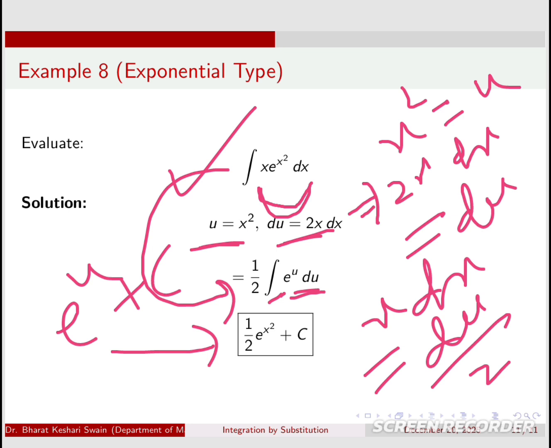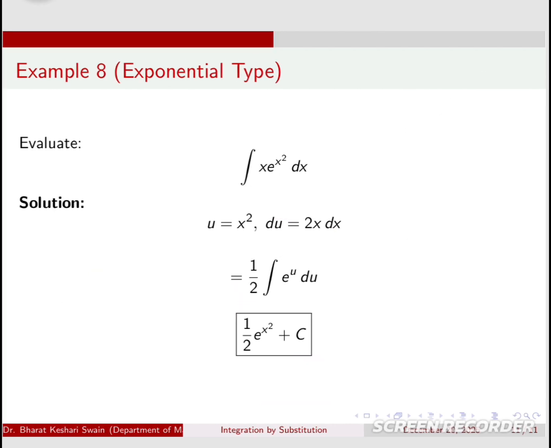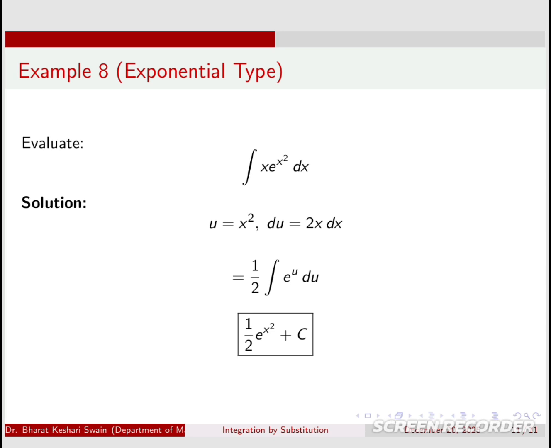And since u equals x square, the final answer is 1 by 2 e to the power x square plus c. So this type of problem you can solve using the substitution method of integration.